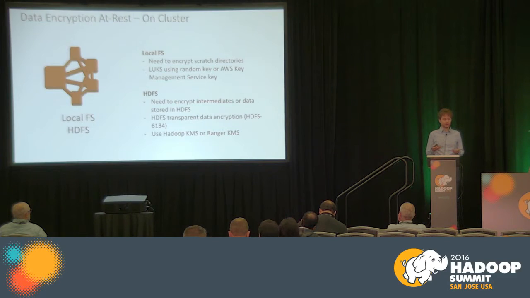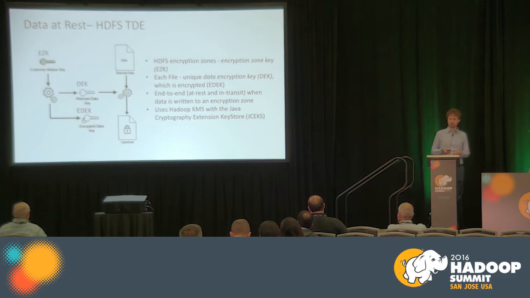And then for HDFS, you can use the HDFS transparent data encryption feature, which is the open source feature set. I think it arrived at around Hadoop 2.6. And that actually uses keys that are stored on the cluster in either the Hadoop KMS, which is a process that uses the JCEKS key store underneath it, or if you're running Ranger, you can use the Ranger KMS, which is a similar implementation but has a few more features involved. Just a quick look at HDFS TDE.